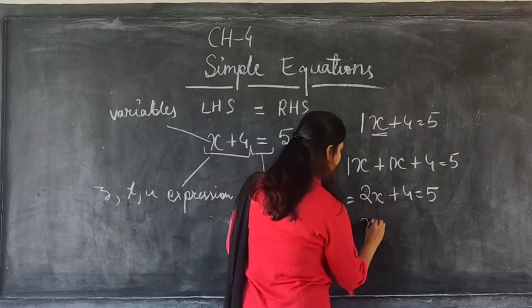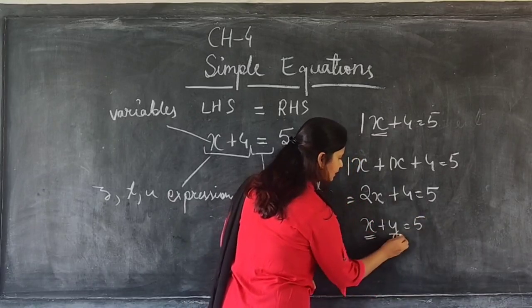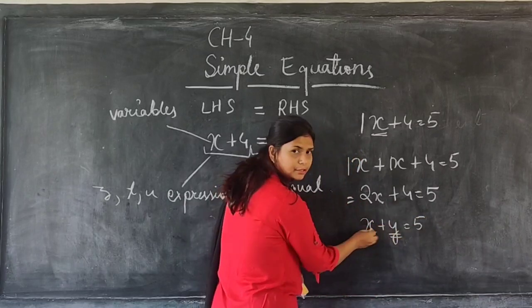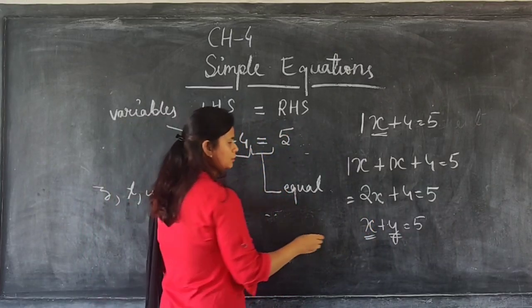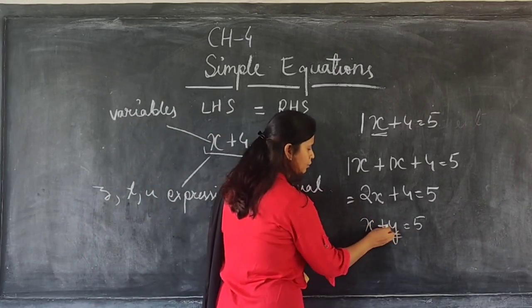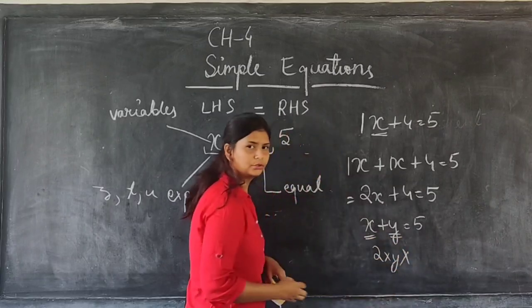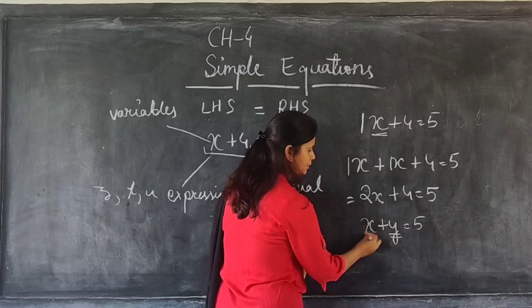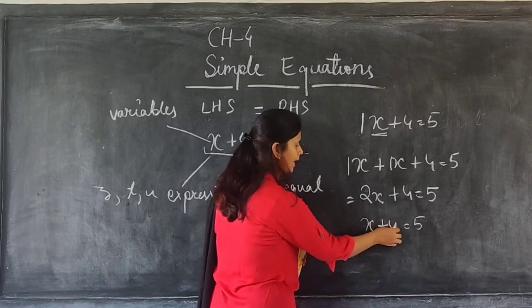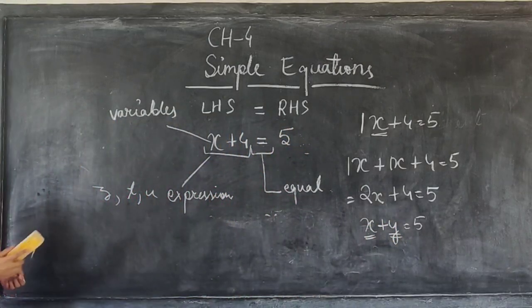Now if it is x plus y equals to 5, you cannot add this. These are two different variables. You need same variables. So this is x and this is y, so you cannot write 2xy like this. No, you cannot write that. So when you are subtracting or adding, you need to have same variables. Now let us do question number 1.